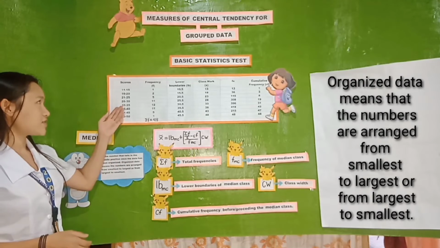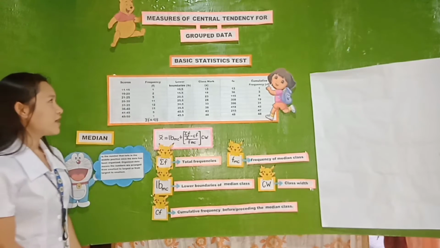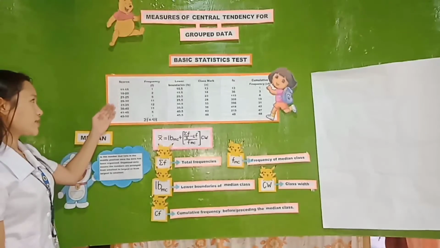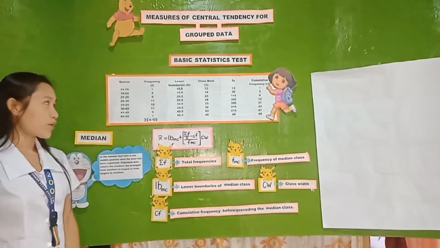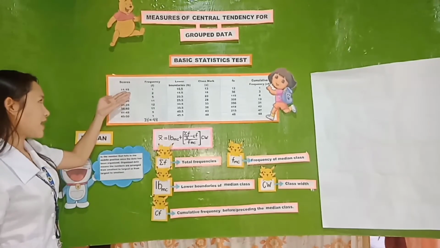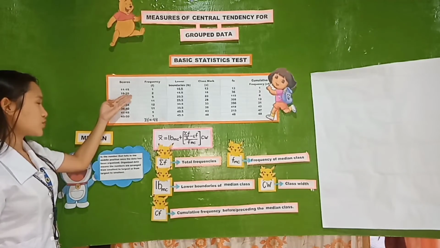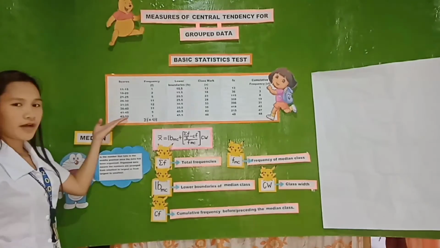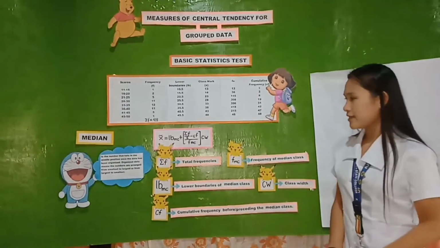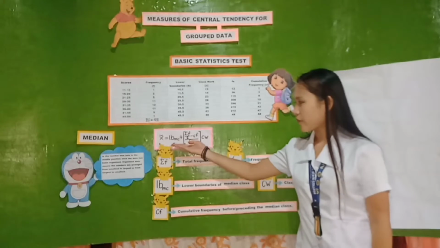Like this, scores of students from the basic statistics test. The scores are arranged in ascending order, from the smallest to the largest number, like 11 to 15, 16 to 20, up to 45 to 50. To find the median of group data, we will use this formula.